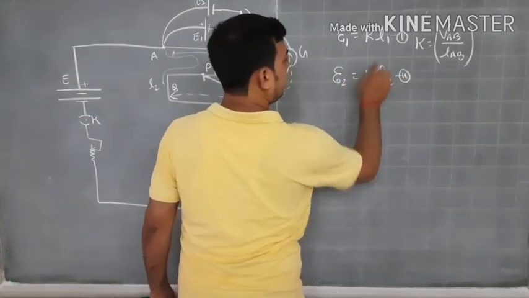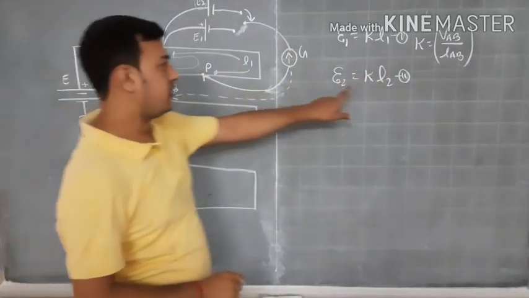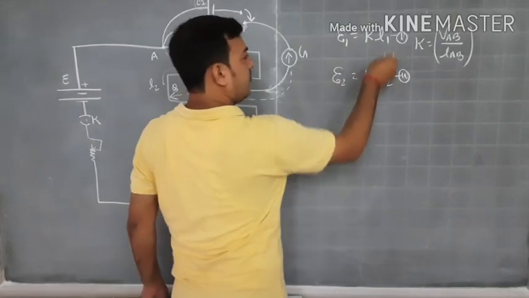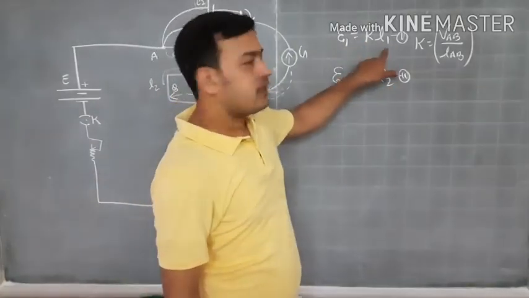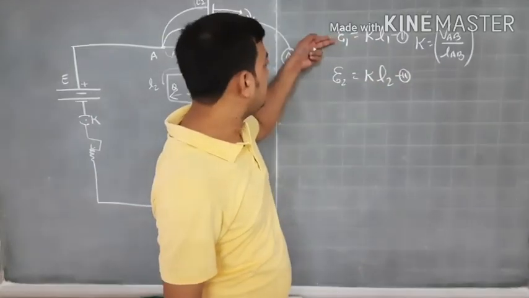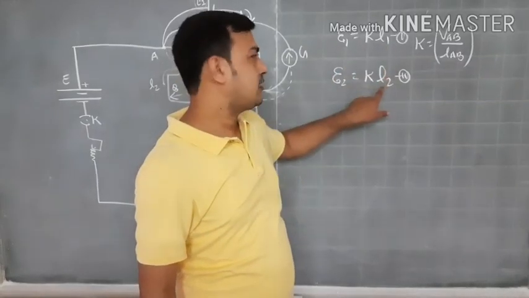As I told you, K will not change. K is decided by this battery and this is constant, so K will remain constant. So we have L1 and L2. Remember that if E2 is greater than E1, L2 will be greater than L1. If E1 is greater than E2, then the L1 length, the balancing length, will be greater than L2.